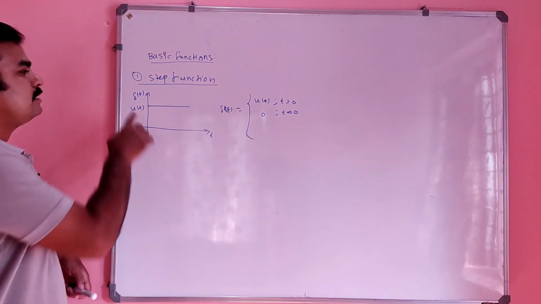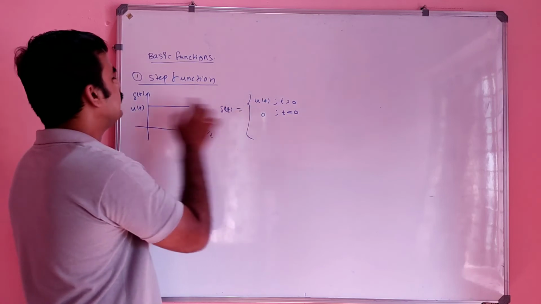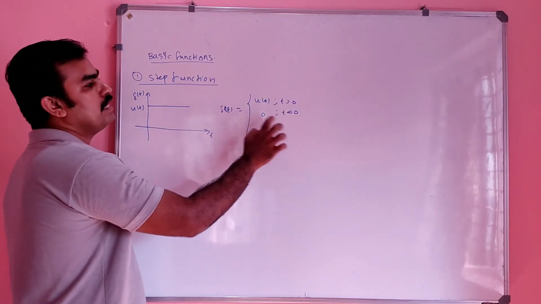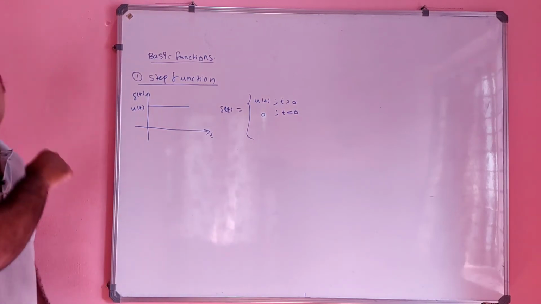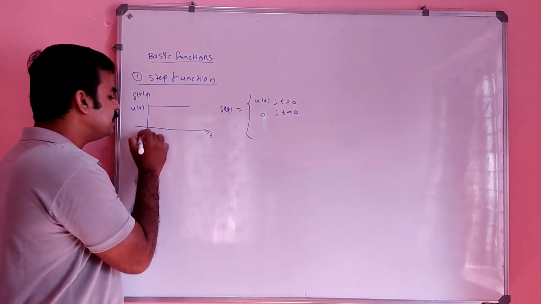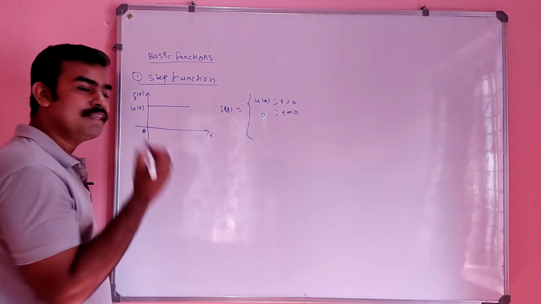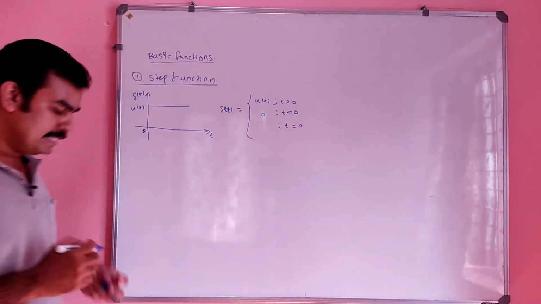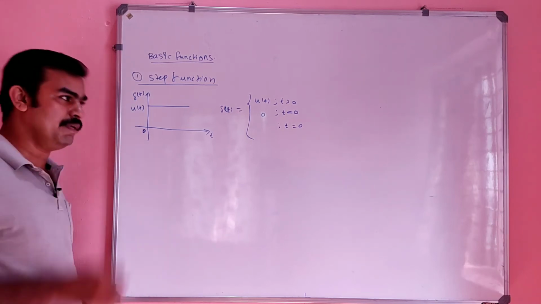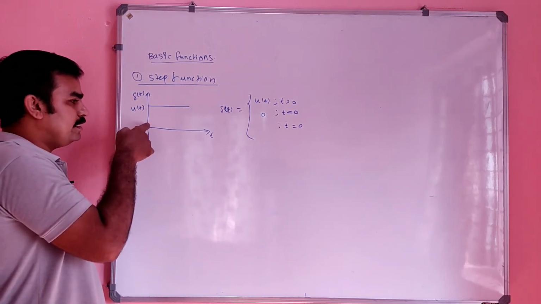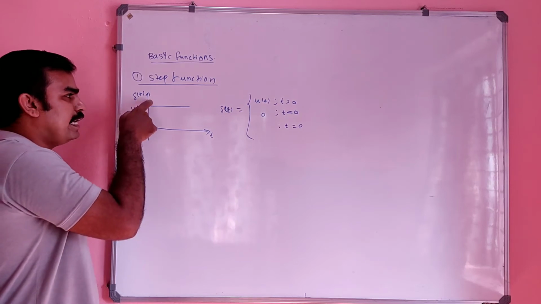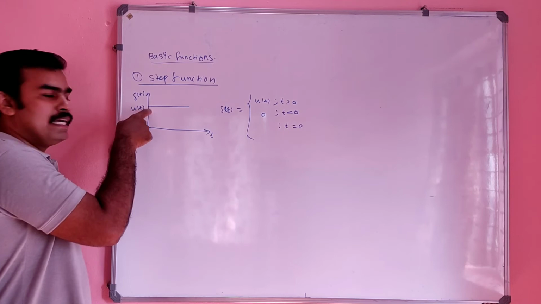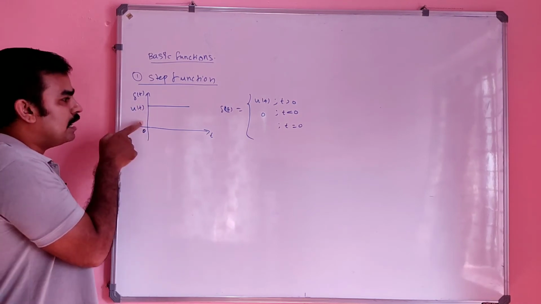So u of t, that is the function value f of t, will be u of t for t greater than 0 and 0 for t less than 0. A very important thing is: at t equal to 0, what is the function value? For a graph like this, it starts from 0 and ends in u of t now. So at t equal to 0, you can't see the value here.